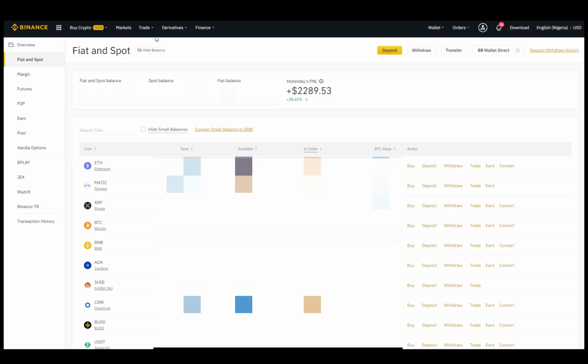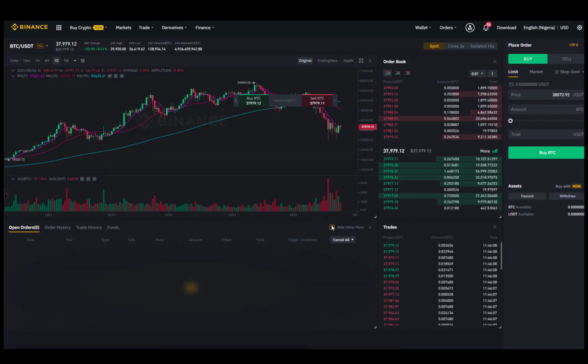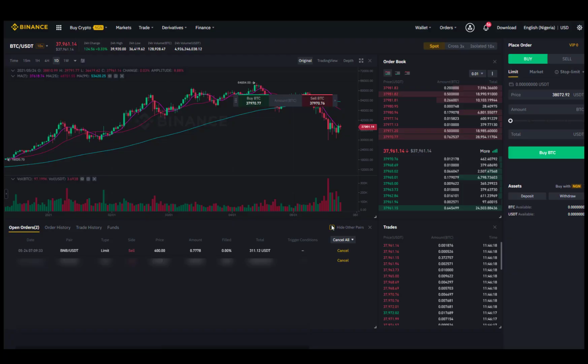So in order for you to access your spot page, you have to come to trade, and on the trade you click on the advanced option. Once you click on the advanced option, it's going to redirect you to this landing page. Now, please do not get confused. This is really simple. Okay. On your top left, you have the currency that is currently displaying over here, and on your right side of the screen, you have basically where you can place your orders for a buy or a sell.